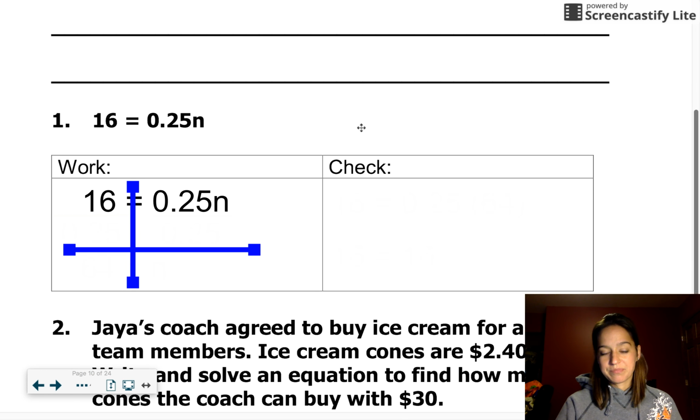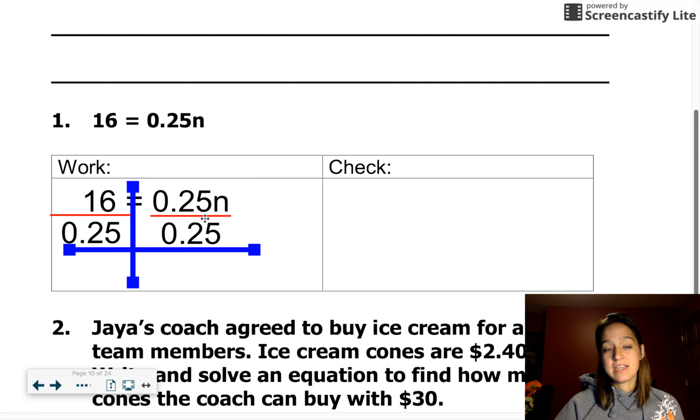Now we're going to do our second step, where we figure out which property of equality we're going to use here. If I'm seeing a multiplication problem that's connected to the n, then I'm going to use the division property of equality. So let's do that division on both sides to make sure that our equation stays balanced. We're going to divide by 25 hundredths because that's the one connected to the variable, and we want our variable alone. So we divide by 25 hundredths from both sides.